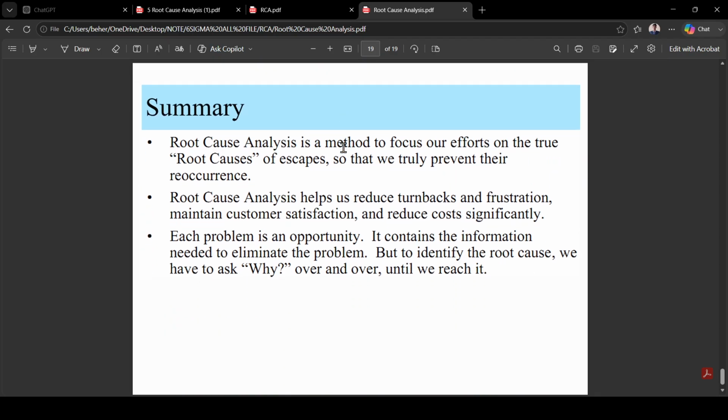And the summary. Root cause analysis is a method to focus our effort on the true root causes of escapes so that we will truly prevent their recurrence. Root cause analysis helps us reduce turnbacks and frustration, maintain customer satisfaction, and reduce cost significantly. Each problem is an opportunity. It contains the information needed to eliminate the problem. But to identify the root cause, we have to ask why over and over until we reach it. So this is the total root cause analysis I will explain.